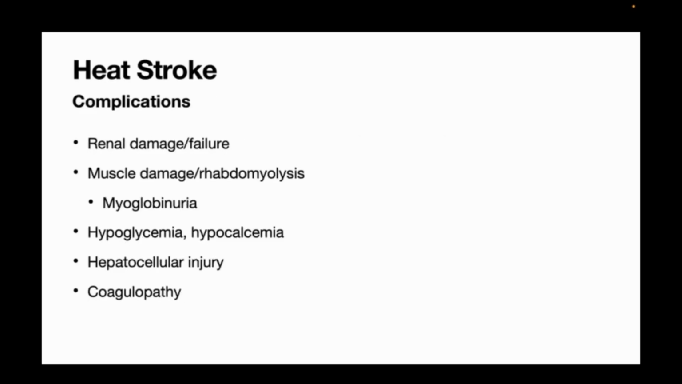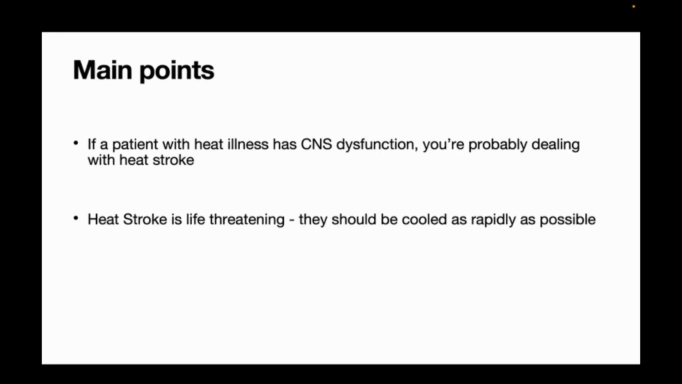Other complications that come with this: renal damage and failure, muscle damage, they can get rhabdo. You can notice myoglobinuria, hypoglycemia, hypocalcemia. They can have hepatocellular injury. They can become coagulopathic as well. So the main point here, and I've probably said it enough that this doesn't really bear repeating, but I'll do it anyway: if a patient with heat illness has CNS dysfunction, you're dealing with heat stroke, and heat stroke is life-threatening. You're going to be more invasive with what you do there.